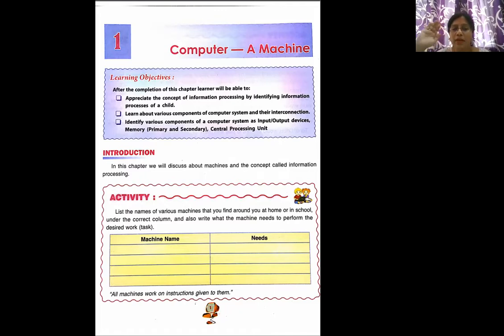We will be able to learn about the various different components of a computer system and their interconnection. What are the different parts of the computer? Components are nothing but the parts of the computers, and how are they interconnected to each other. Then we will be able to identify various different components of a computer system as input device, output device, memory device, and central processing unit.